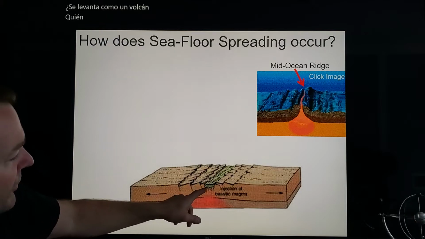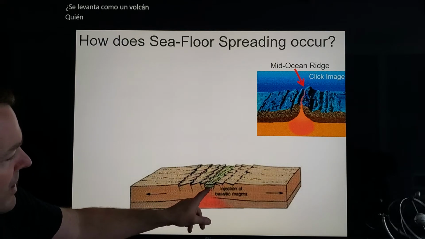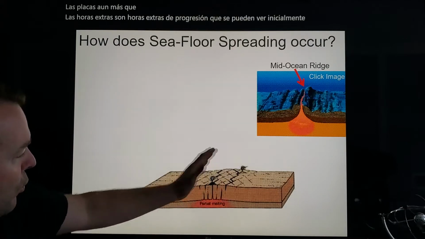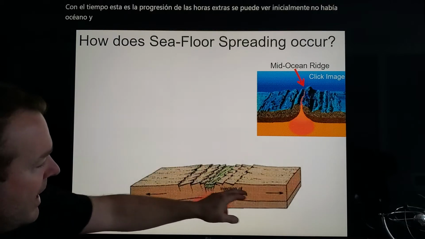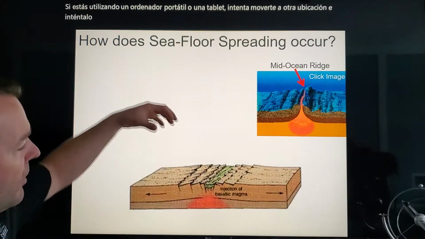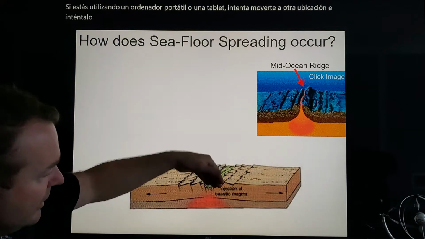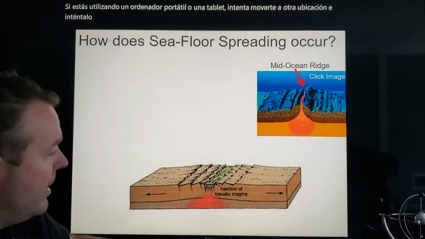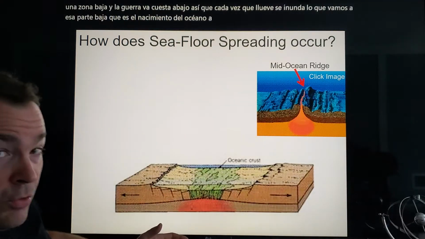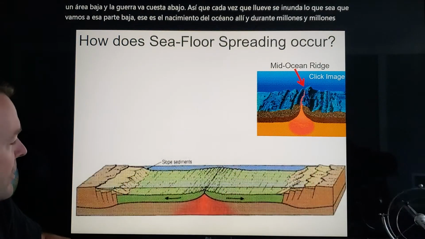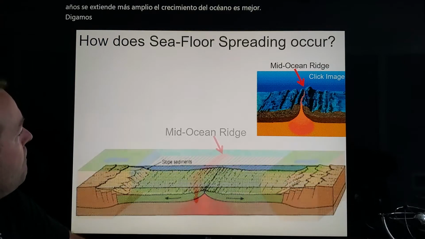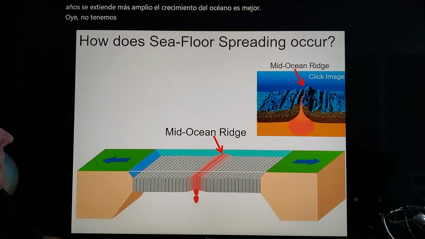Okay? Watch carefully. This is a progression over time. You could see initially there was no ocean. And of course, the water would be somewhere else. But when you split the continents, you create a low area. And water goes downhill. So whenever it rains, floods, whatever, would go into that low part. And that's the birth of the ocean right there. And over millions and millions of years, it spreads wider, the ocean grows bigger, until, of course, today we have the gigantic Atlantic Ocean.